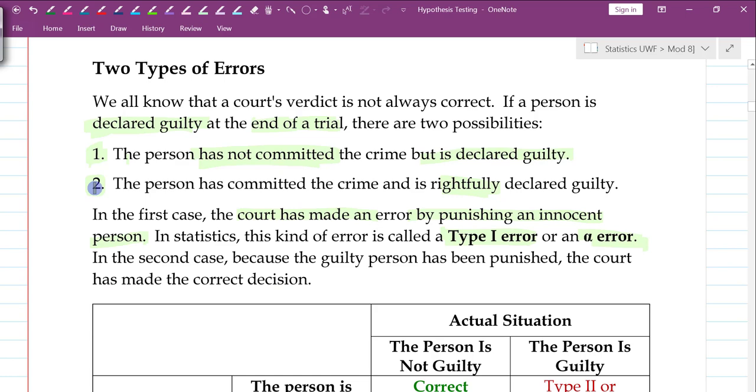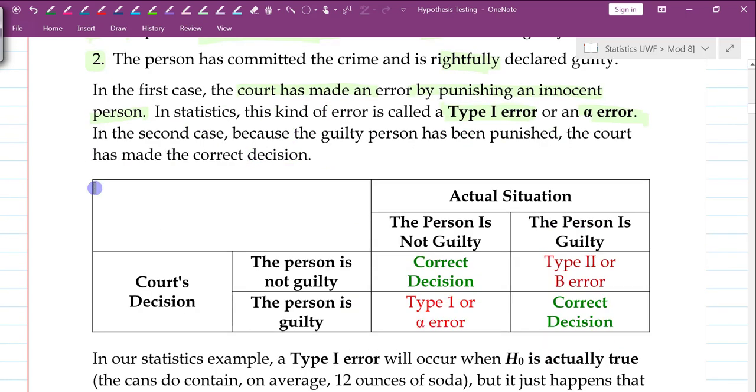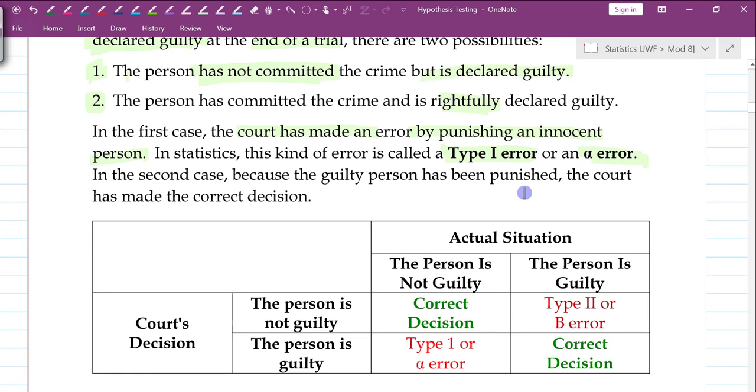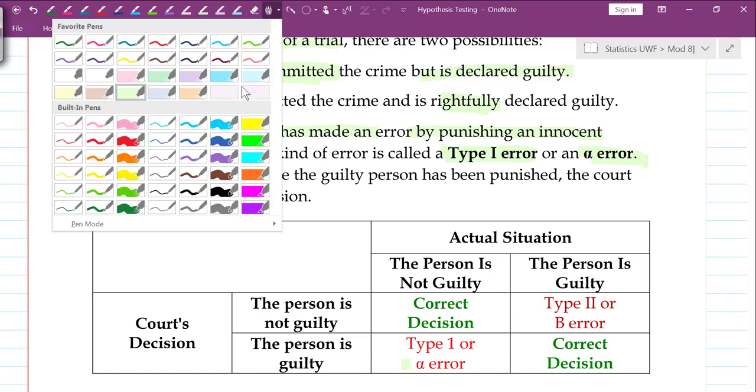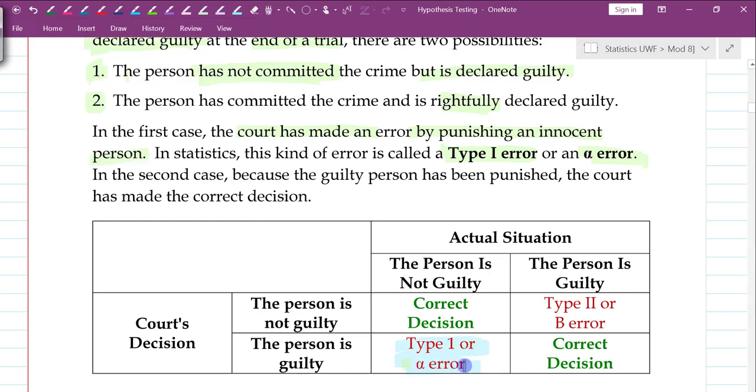No mistake was made. We're going to look at the chart here, and the type of errors that we have in statistics, okay? So in the first scenario here that we just looked at, the person did not commit the crime, but is declared guilty. That is a type 1 error or an alpha error. The court's decision, the person is guilty. The actual situation, what's reality, the person is not guilty. That is the type 1 or alpha error. This particular error we want to minimize.